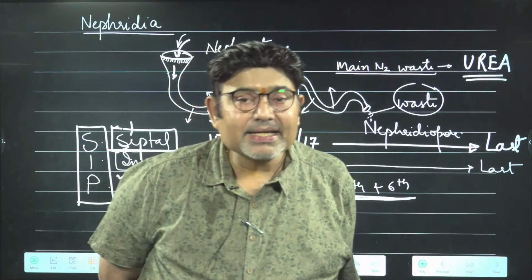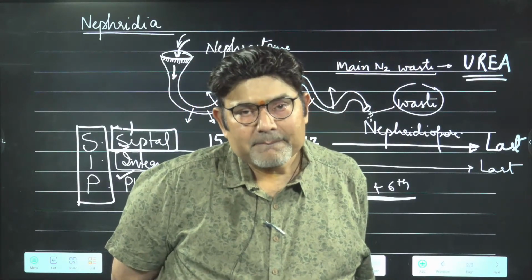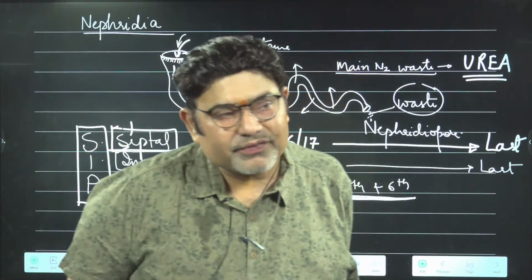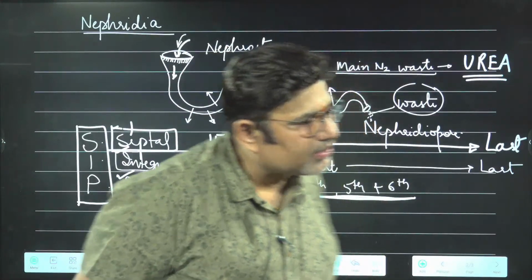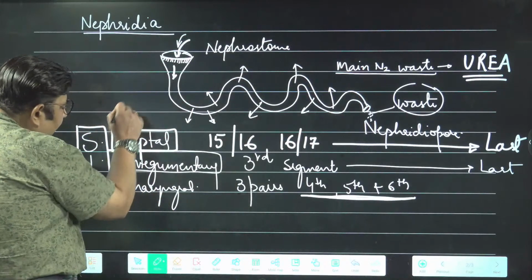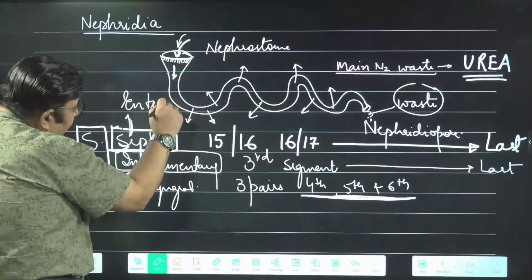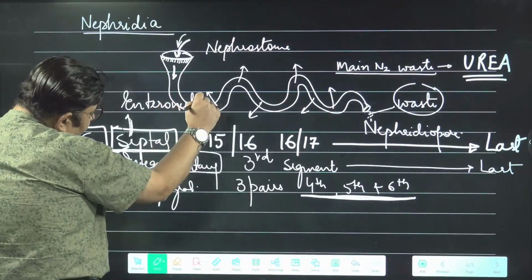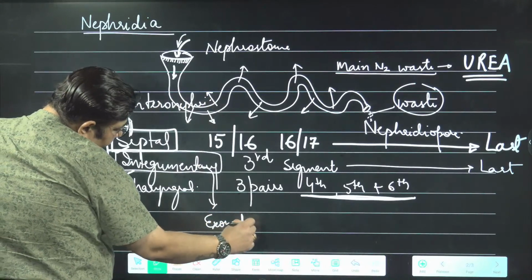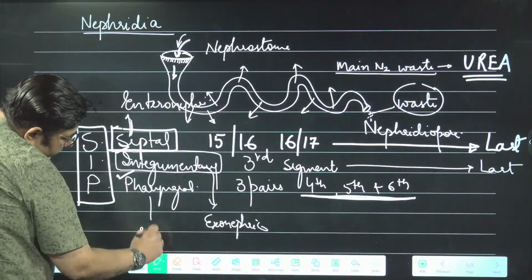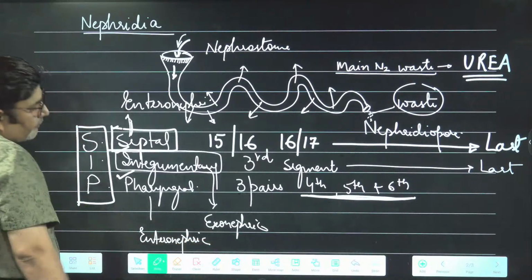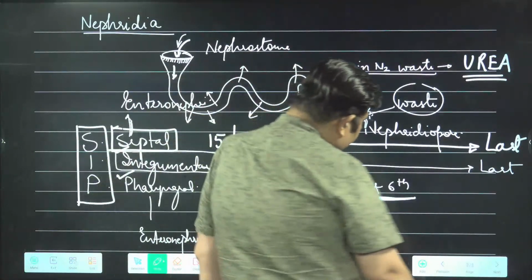Exonephric nephridia, which one? Exo means outside. Let me check your answer. Exonephric nephridia in an earthworm, integumentary. Septal ones, enteronephric. Check the spelling, enteronephric. Integumentary, exonephric. And pharyngeal, they are again enteronephric. That's all about these nephridia.